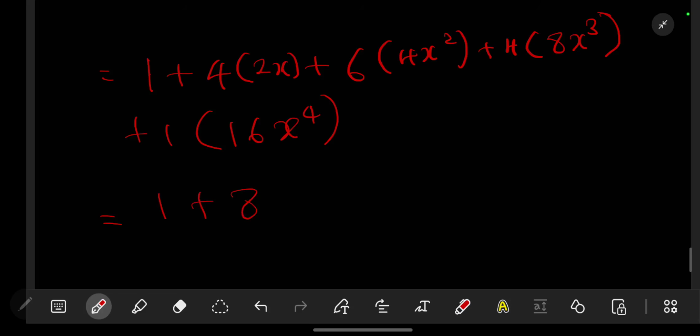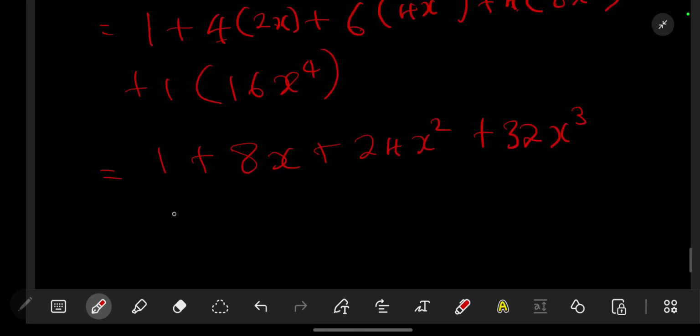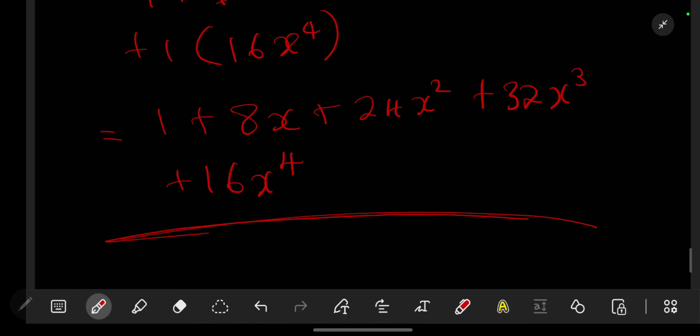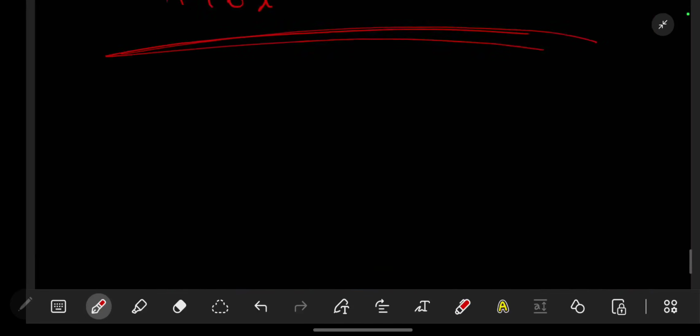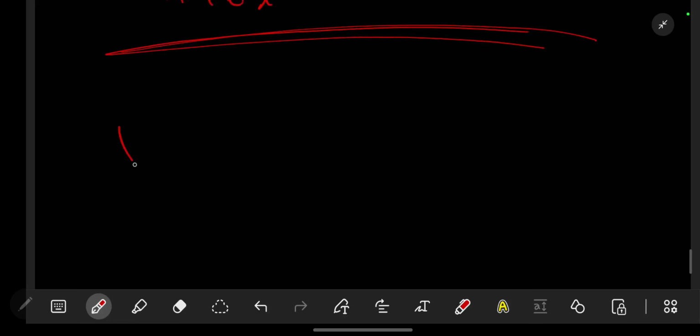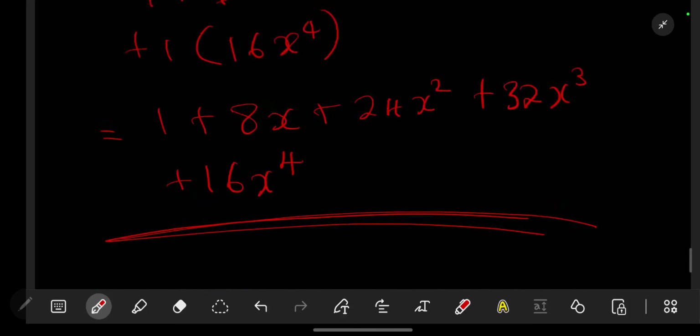So we have 1 plus this times this is 8x, plus 6 times 4 is 24x squared, plus 4 times 8 is 32x to the power 3, plus 16x to the power of 4. So this is basically what we have as our equation. Then for this other one, 1 minus 2x to the power of 4, we are required to expand both.